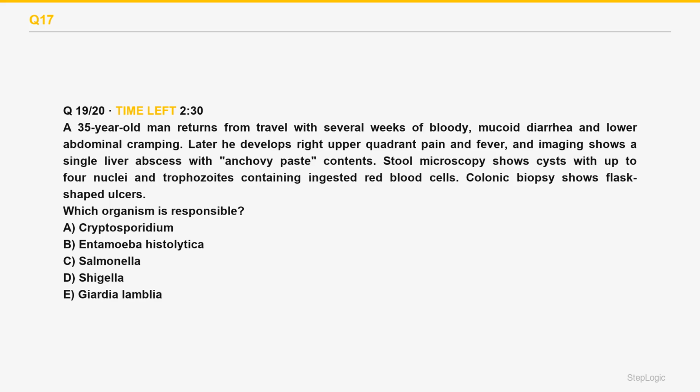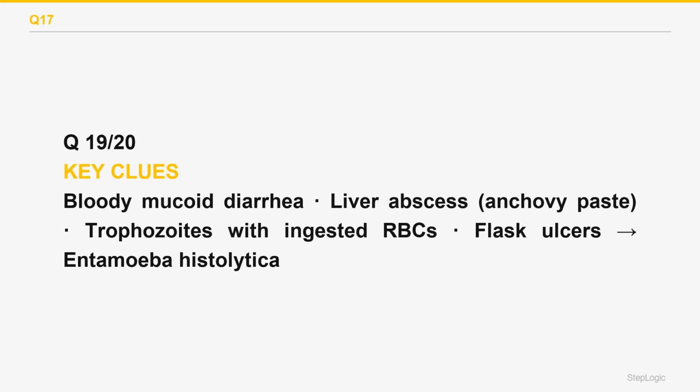Read the command: which organism? Bloody mucoid diarrhea, liver abscess with anchovy paste, trophozoites with ingested RBCs, flask-shaped ulcers: Entamoeba histolytica. This is Entamoeba histolytica, a protozoan parasite acquired by ingesting cysts from fecally contaminated food or water.